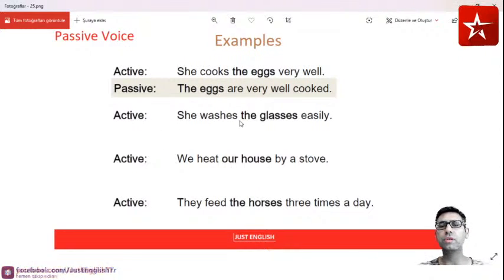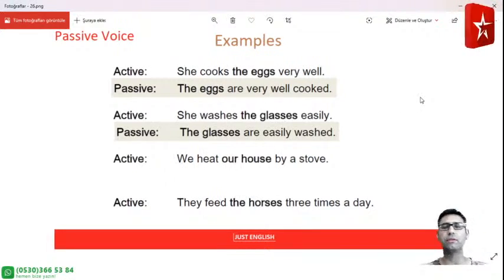Okay. She washes the glasses easily, and the passive version is, as Recep texted here in the chat box, the glasses are washed easily. That is correct, sir. Yes, the glasses are easily washed. The glasses are washed easily. That's also the same.